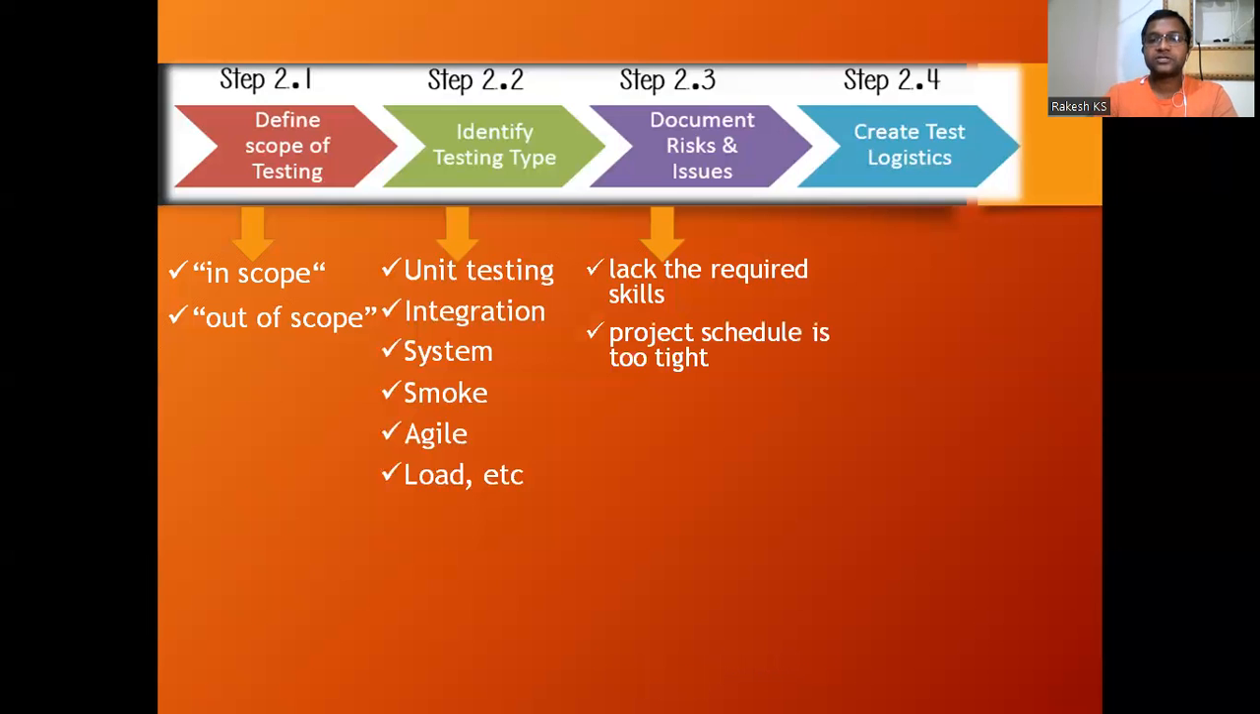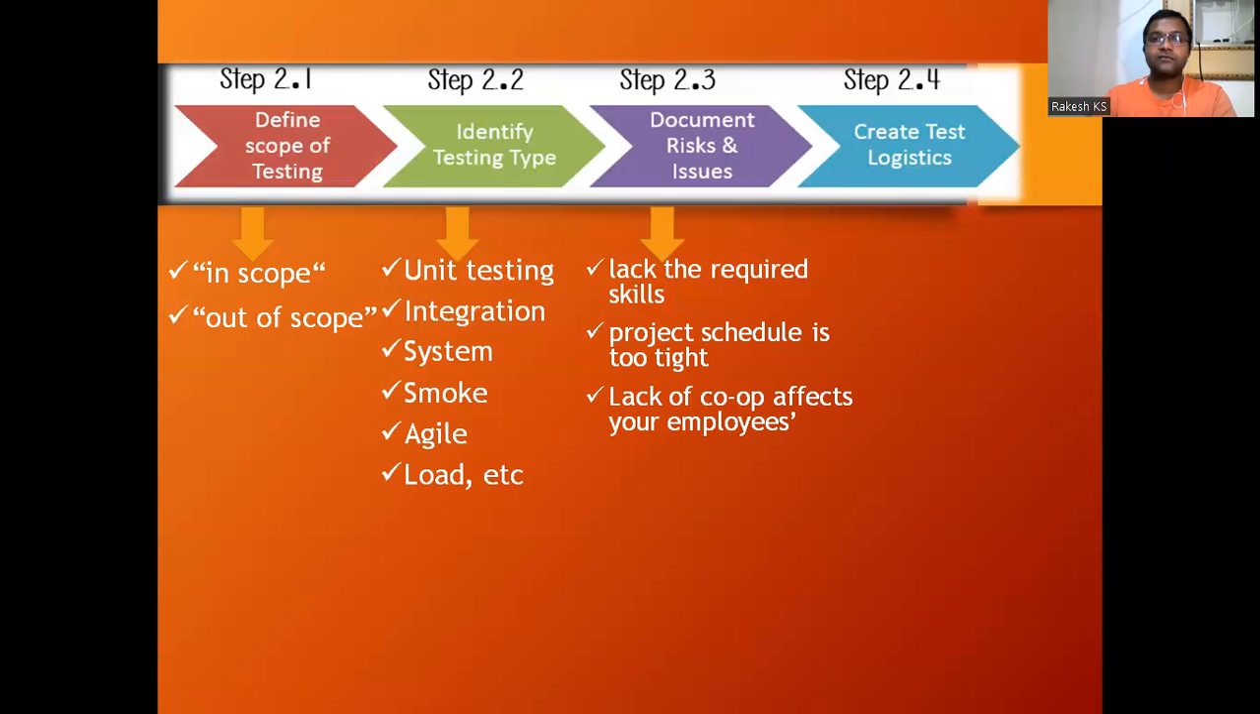Next, the project schedule is too tight. Sometimes the project schedule will allow too little time. If the project schedule is too tight, we have to consider this as fatal. In order to overcome this, we have to schedule the project initially according to the product testing itself.